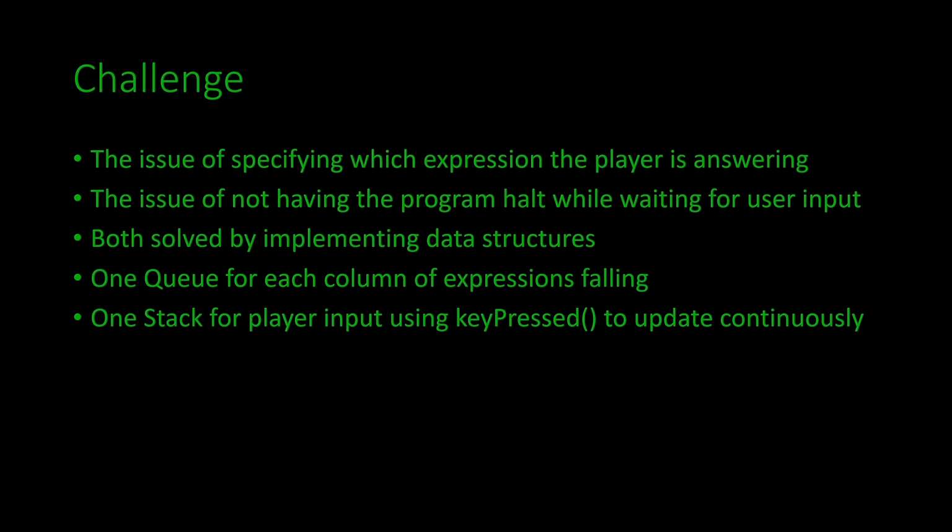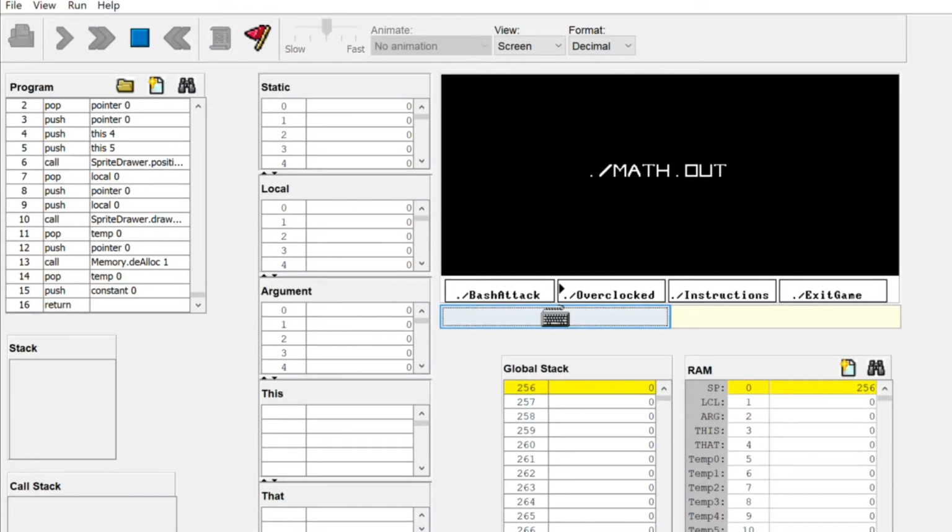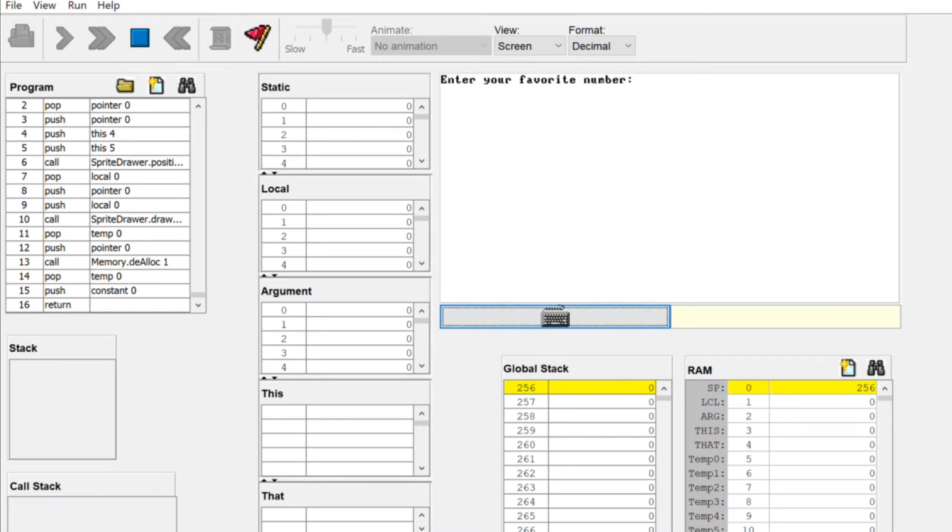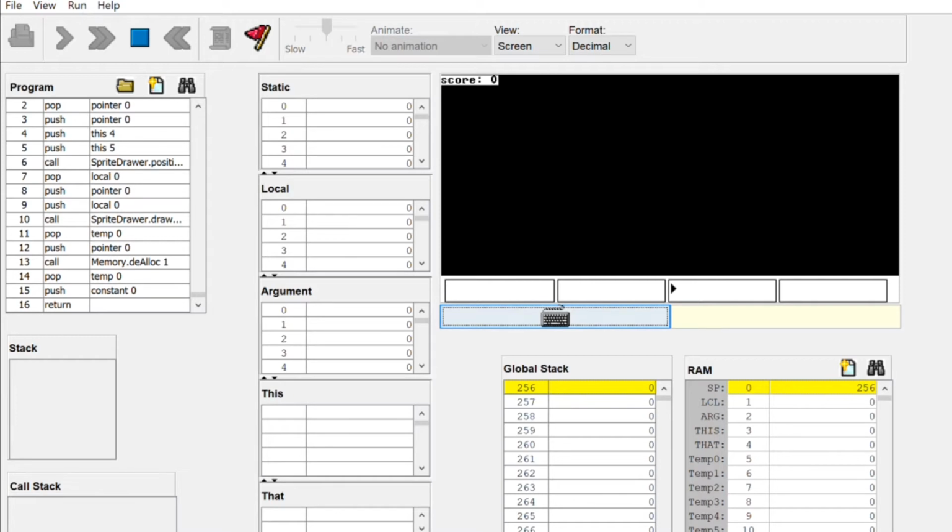Now onto gameplay. The first option I'm going to show off is Bash Attack. I ask you for a number so I can use it as a seed to generate my random numbers. Also notice how I have a difficulty scaling for Bash Attack.